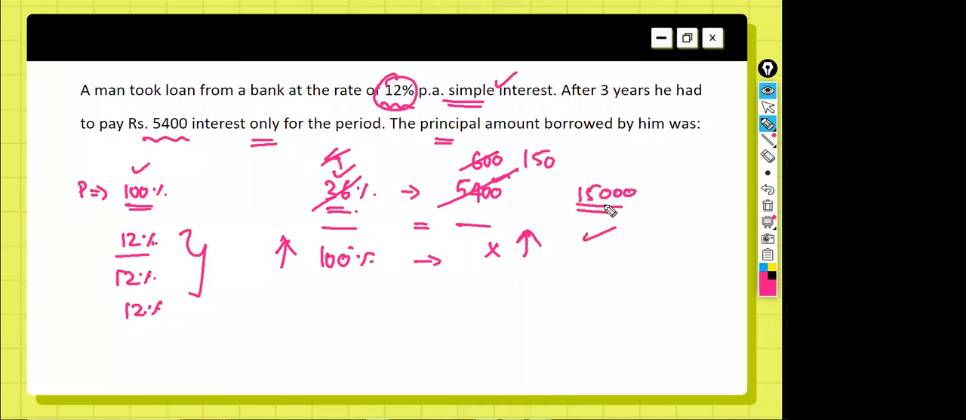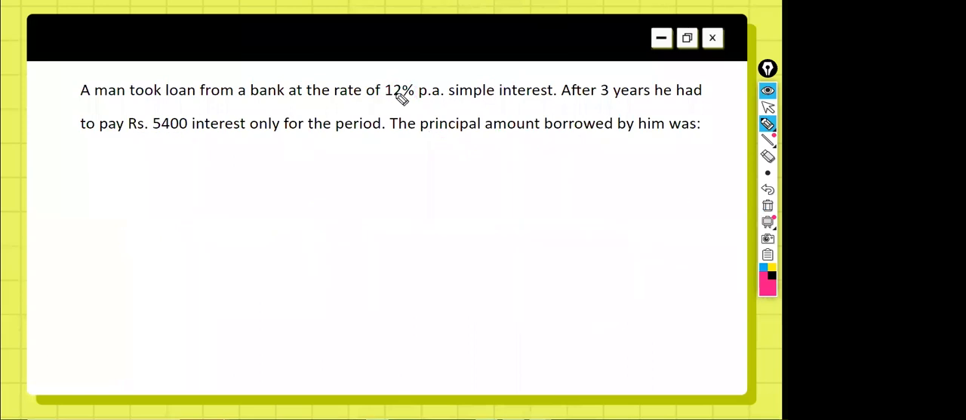So great, guys. Even you can use the formula PNR by 100. Absolutely okay. But I'm not using that. I'm trying to teach you something without even using PNR by 100. With the help of common sense alone, you will be able to solve the problem. I'll do it in one single step. So what is the rate of interest? 12%. How many years? 3. So what is the total interest? 12 3s are 36%, which is 5,400. Principal is asked. 100% is how much? In one single step, you get the answer as 15,000.